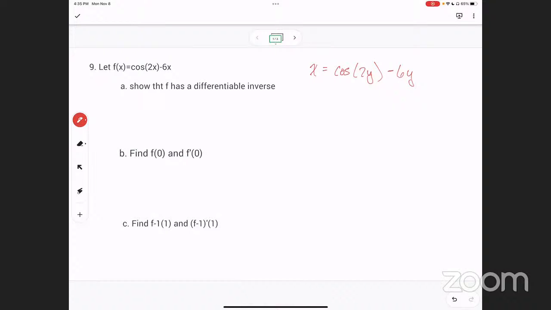Let me see. I think maybe you don't have to show f has a differentiable inverse. I think there must be a different way to do it.